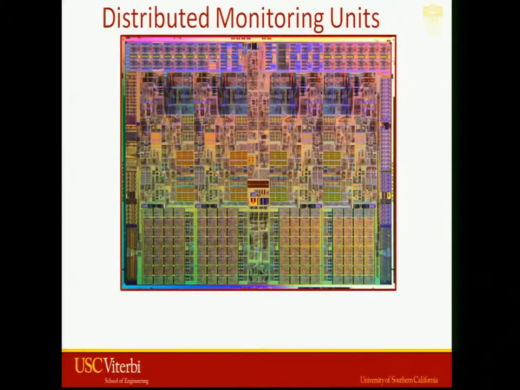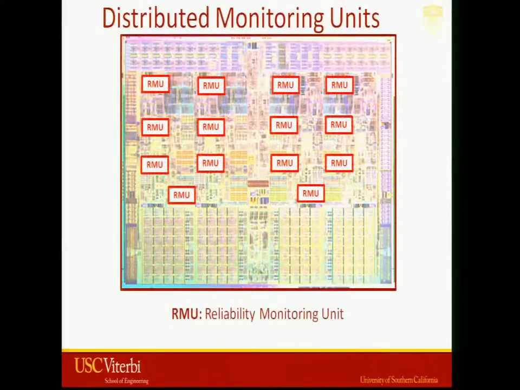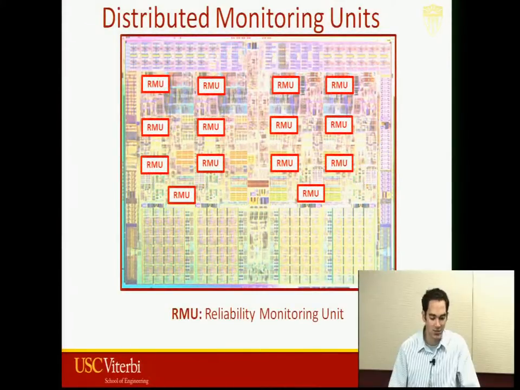Finally, here is how we envision a distributed network of monitoring units to be placed on a chip. In this example, you see a chip which is a multi-core processor, and you see multiple reliability monitoring units placed across different locations on this chip. And these monitoring units would provide us with an image of the wear-out state of this chip during its in-field operation, which then can be used to adjust operation of different parts of the chip and improve its life.